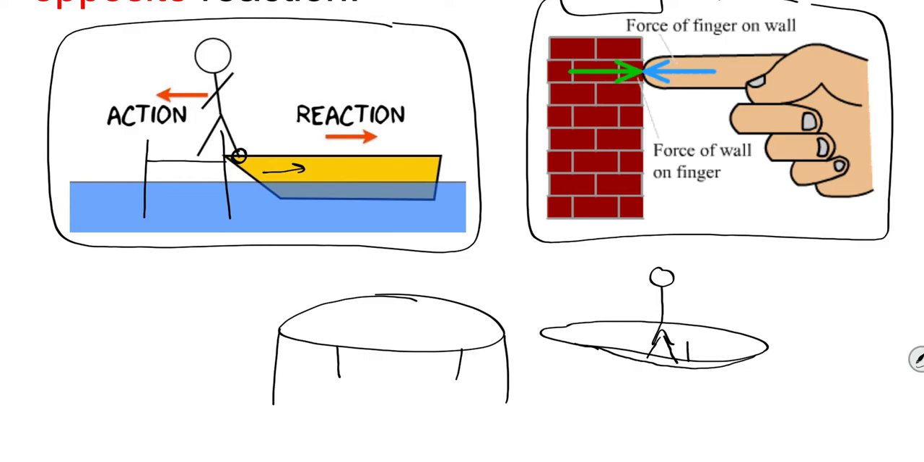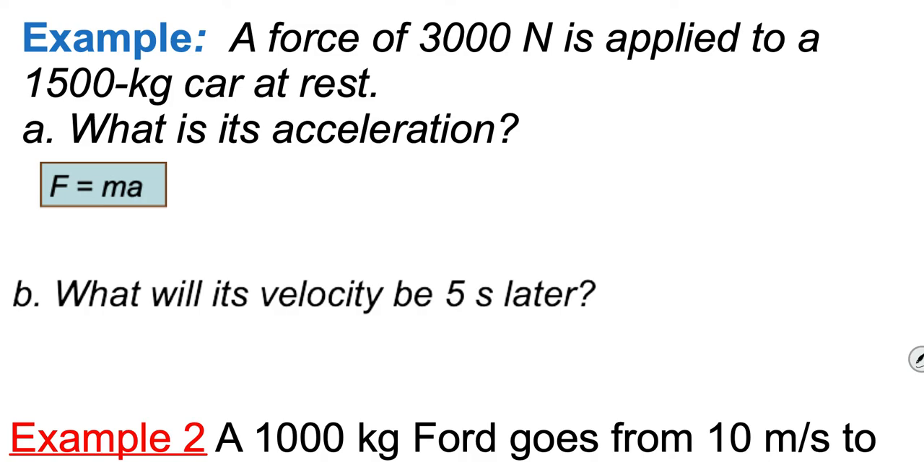The trampoline exerts a force back up on you, and you're exerting a force down on the trampoline. So this would be the normal force in the case here, all right? So normal force is a surface force. Well, let's check out an example here.